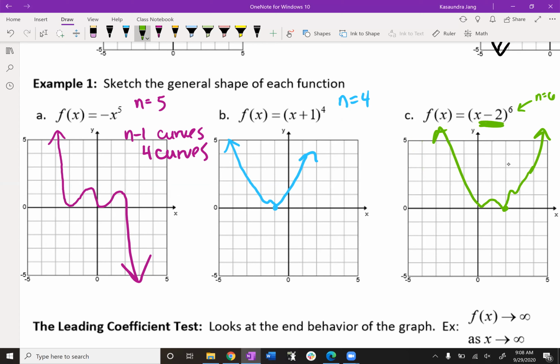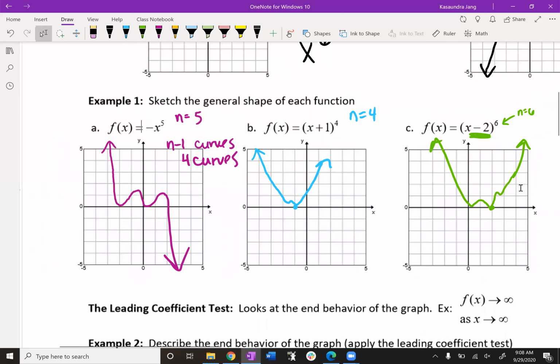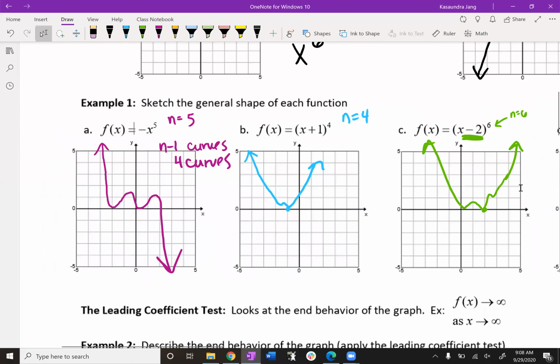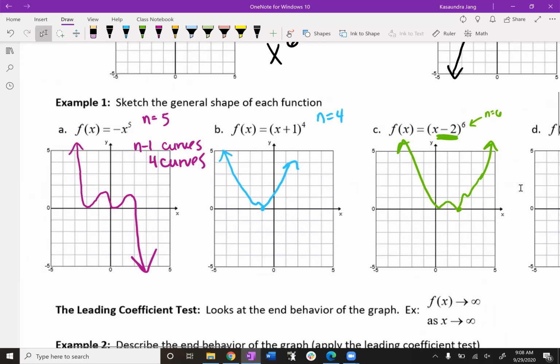This is supposed to be, it says sketch, right? It doesn't say it has to be perfect. I'm just putting those generic things that I know about it. I know the ends should both be going up. I know that it should have 5 curves, and it should hit the point 2, 0. Okay, any questions on this stuff? Yeah. So you always subtract 1 of the numerator? For the turns, yes.